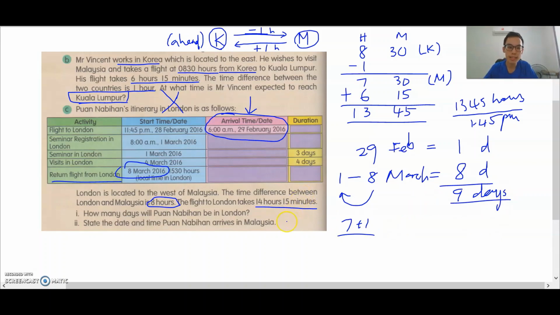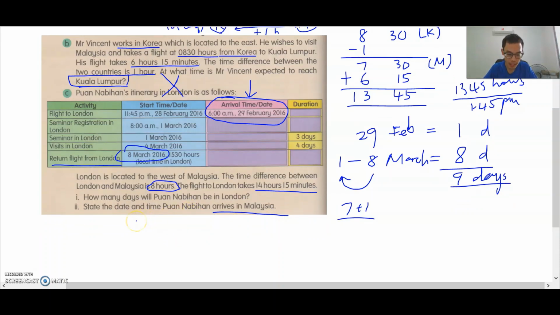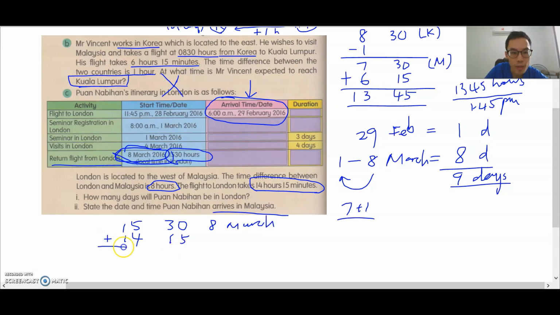Question 2. State the date and time Puan Nabihan arrives in Malaysia. So, what time she arrives in Malaysia? We have the starting date. The starting time is 15:30 hours, 8 of March, right? So this is the starting time, 15:30 hours. We plus the duration. Duration is 14 hours 15 minutes. This is on 8 of March. Okay, so we plus the duration.